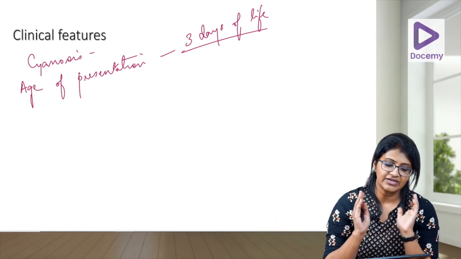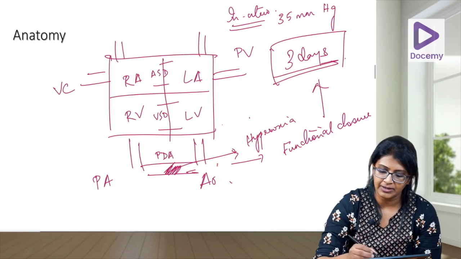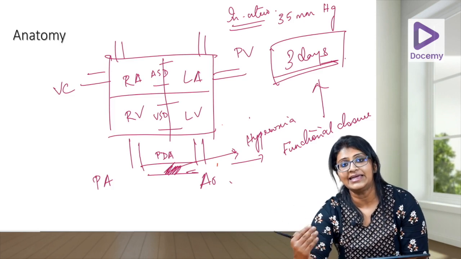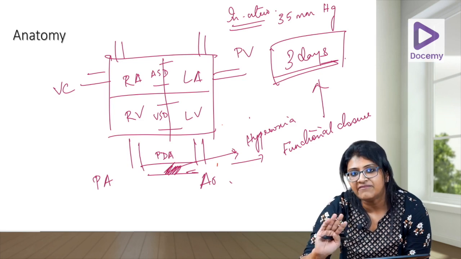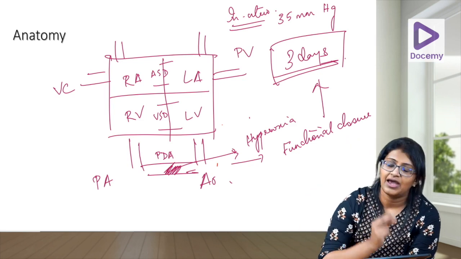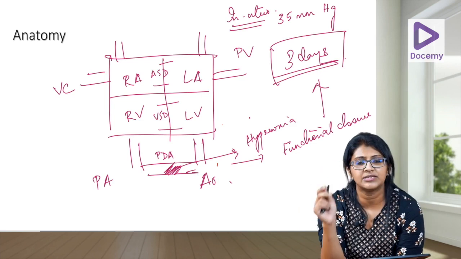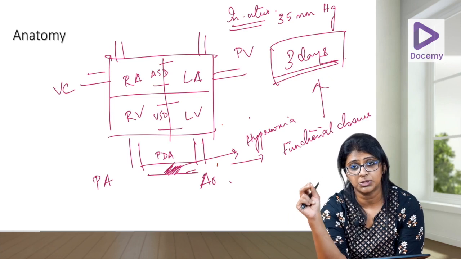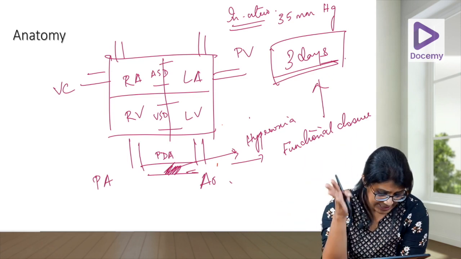Now suppose you have a decent enough shunt happening between all these things, the age of presentation is going to become slightly later. But invariably they will usually present to you within the first 6 weeks of life, and this is a very crucial time because the earlier you can detect these lesions, the better your outcome is going to be.